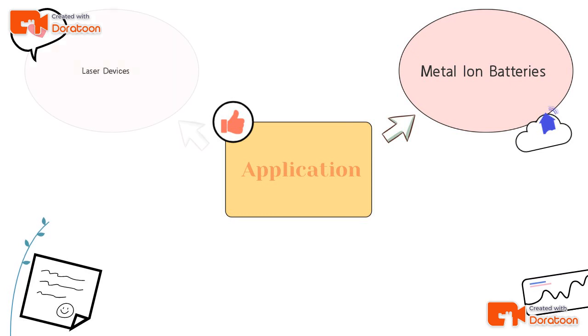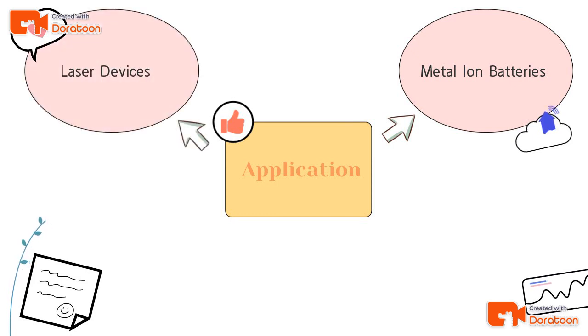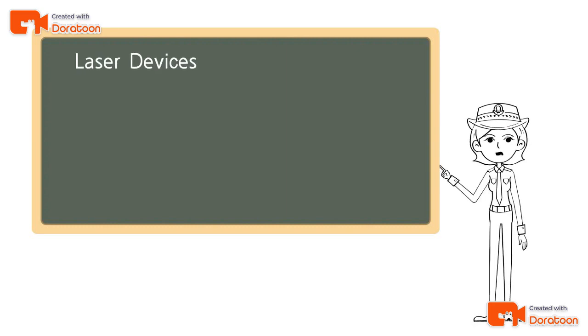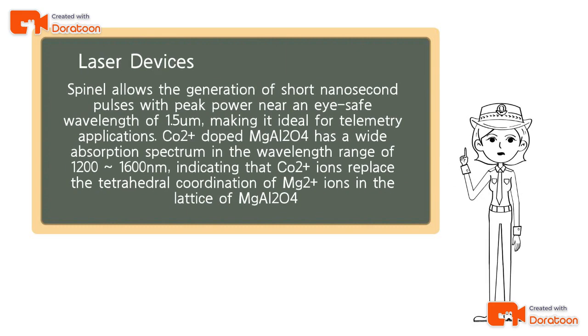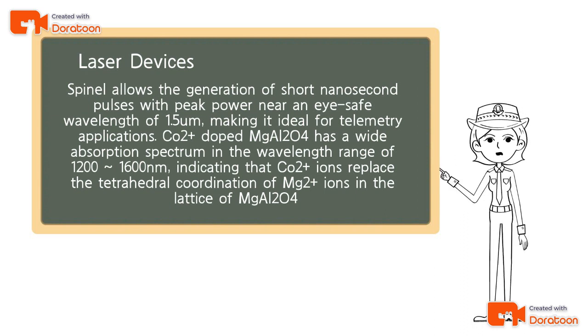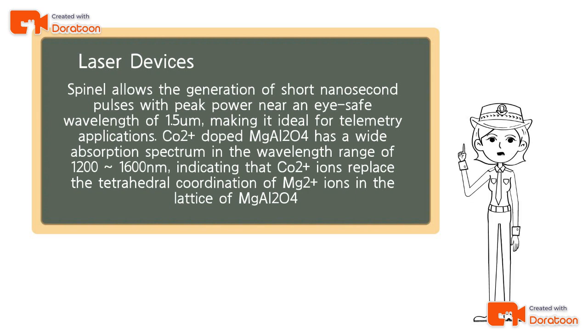The second one is laser devices. In laser devices, Spinel allows the generation of short nanosecond pulses with peak power near an eye-safe wavelength of 1.5 micrometer, making it ideal for telemetry applications. Cobaltous cation in magnesium aluminate has a wide absorption spectrum in the wavelength range of 1200 to 1600 nanometer, indicating that cobalt ions replace the tetrahedral coordination of magnesium ions in the lattice of magnesium aluminate.